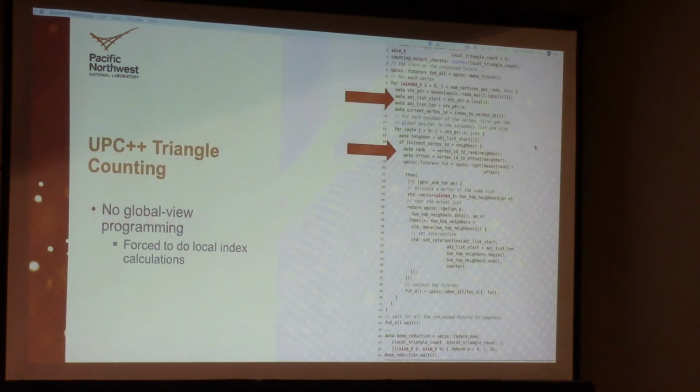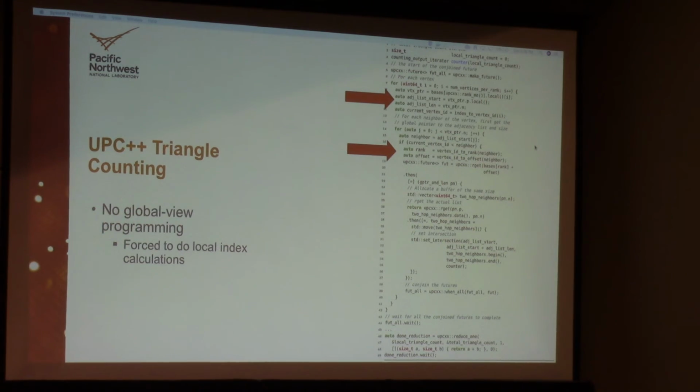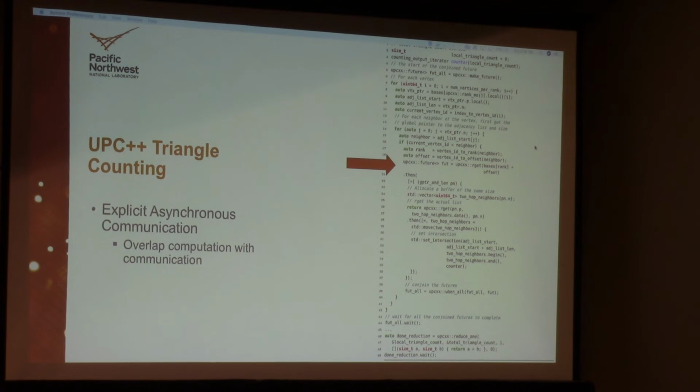So I have extra time. I actually have the C++ version just to show how complicated it is compared to Chapel's. I'll walk through it quickly. It's in C++. There's no global view programming. You have to do local index calculations, which is of course a pain. But some positives: the ability to explicitly make something asynchronous is actually really cool, and I really hope that feature is eventually available in Chapel.